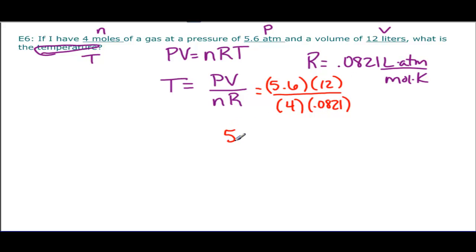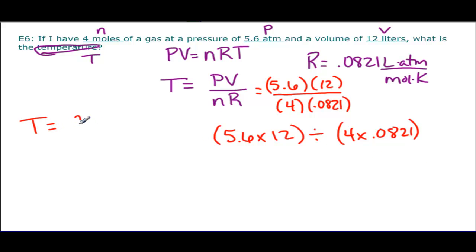So in your calculator, you either need to use parentheses, 5.6 times 12 divided by, use some more parentheses, 4 times 0.0821, that way, or you need to do those problems separately. Either way, you should end up with a temperature of 205 Kelvin.